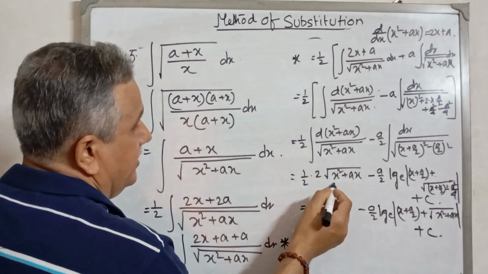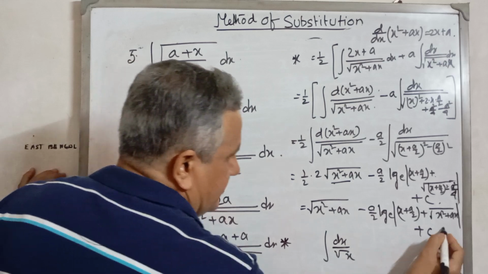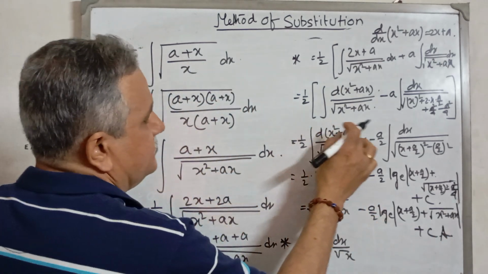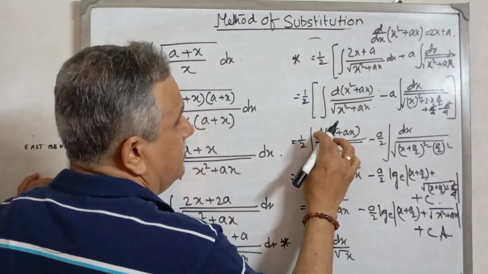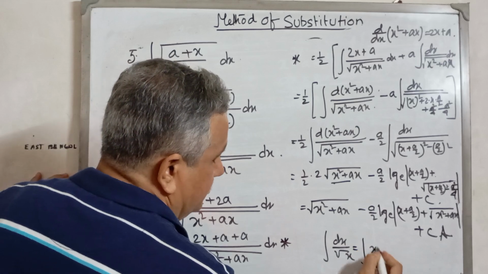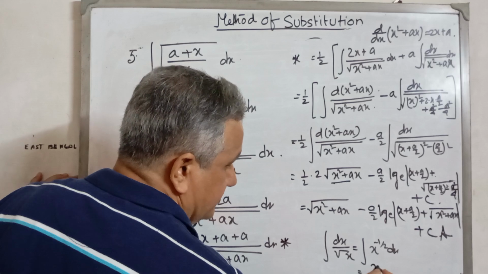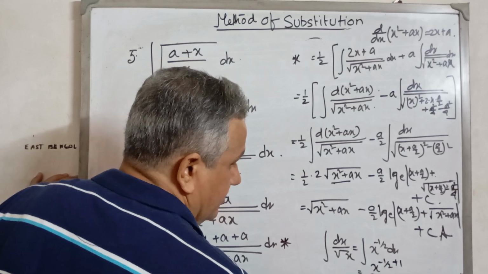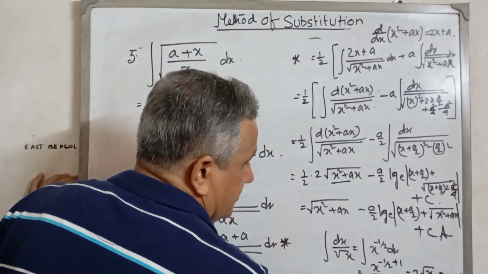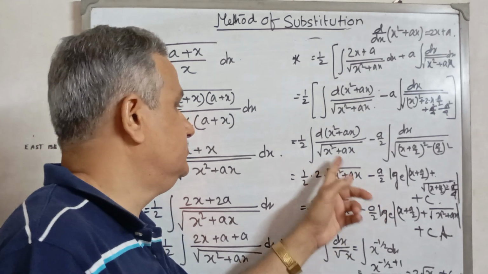Actually from here we can write this: integration dx by root x, what is that? This is the answer first of all. Dx by root of x square plus ax is x. So this becomes dx by root over x. How to integrate? We can write x to the power minus half dx. So by the formula x to the power n dx, x to the power minus half plus 1 by minus half plus 1, that is 2 root over x plus constant. That's why we write 2 root over this.